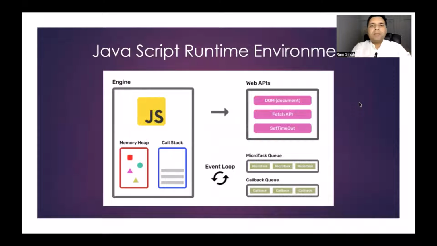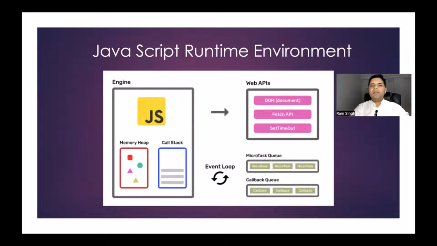This JavaScript runtime environment is important for each browser that supports JavaScript execution. The JavaScript runtime environment includes your JavaScript engine plus the web API, event loop, microtask queue, and callback queue. These are the main components which I'm going to explain. So let's start with the call stack and memory heap.